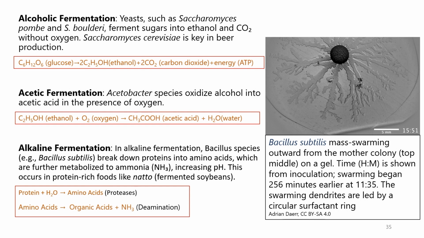And then the alkaline fermentation, where Bacillus species like Bacillus subtilis break down proteins into amino acids, which are further metabolized to ammonia, increasing pH. This occurs in protein-rich foods like natto. Here in this picture you can see Bacillus subtilis swarming outward from the mother colony on a gel. The time in hours and minutes is shown from inoculation. Swarming began 256 minutes earlier at 11:55. The swarming dendrites are led by a circular surfactant ring.